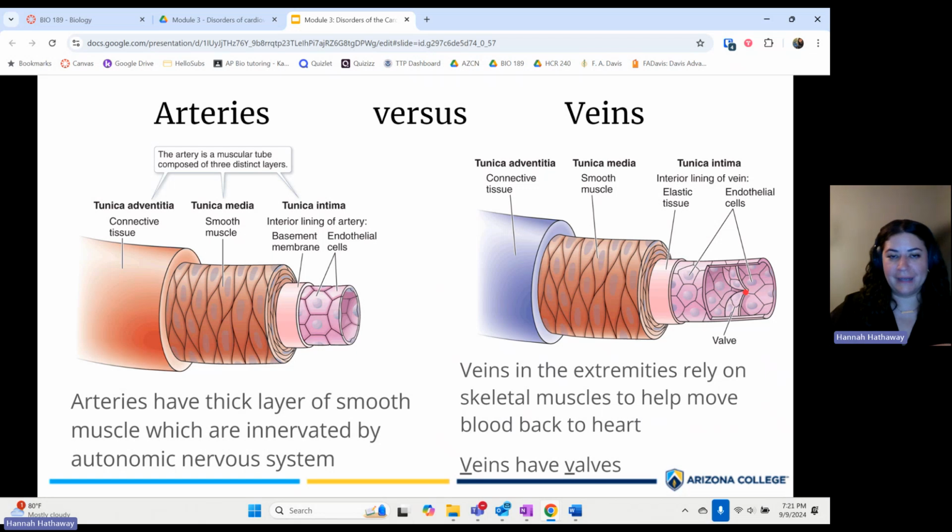For this, I always think of the veins in your leg. In your leg, that blood is having to get pumped back up to your heart. So you can imagine it's having to go against gravity. The valves in the veins just help keep that flow of blood directional and keep it from going backwards. A trick I have to remember that is that veins have valves. Both begin with V.